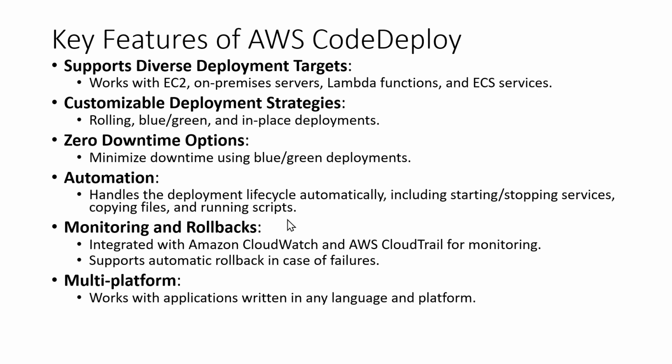Okay, so for monitoring, we will definitely go with CloudWatch as well as AWS CloudTrail, and it also supports automatic rollback in case of failure. So assume that version 2.0 is released, and the build succeeded, but the deployment failed due to some reasons. In that case, whatever the pipeline has done will automatically be rolled back to its original state.